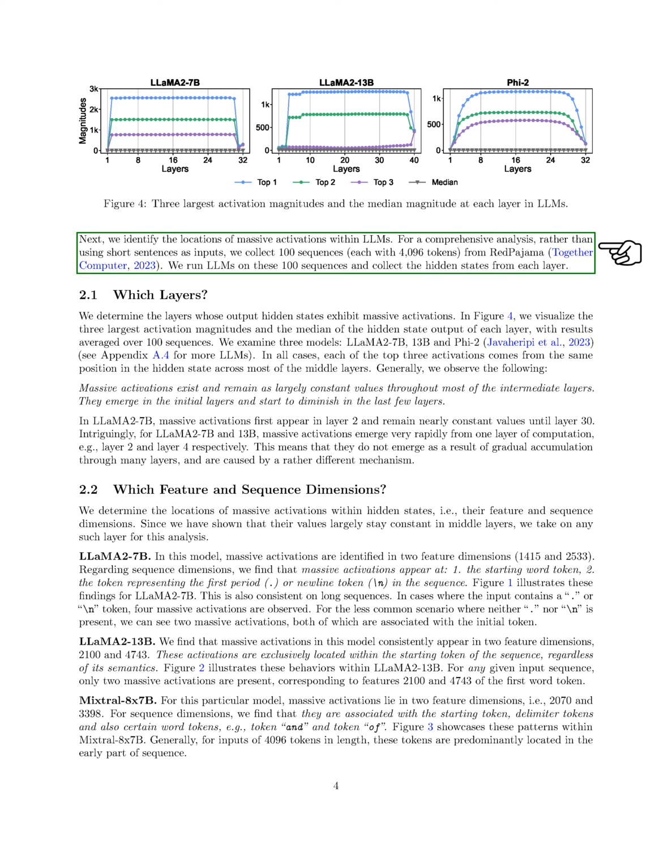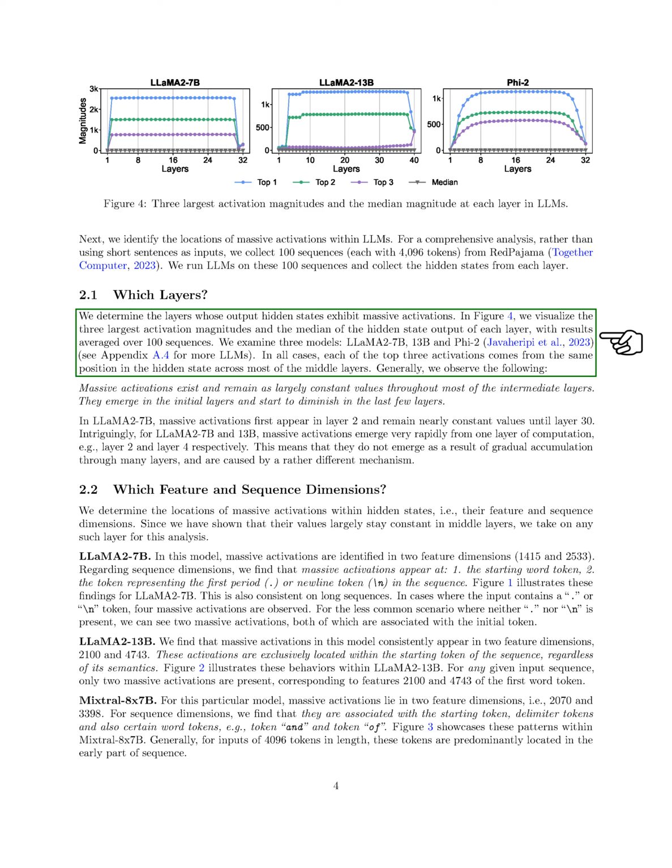Section: Which layers? In this section, we explore which layers of certain language models show the most significant activations, meaning the points where the model's output is most intense. We looked at the output from each layer of 3 different models, Llama 2 7B, 13B, and Phi-2, and averaged the results over 100 sequences. Our findings show that the most intense activations tend to occur at the same spot across many of the middle layers of these models.